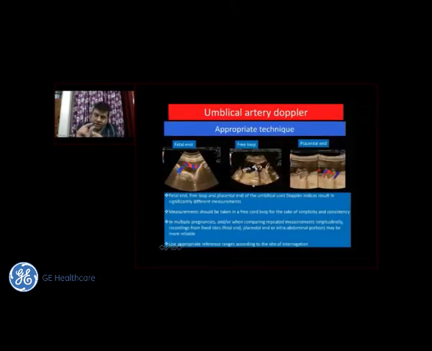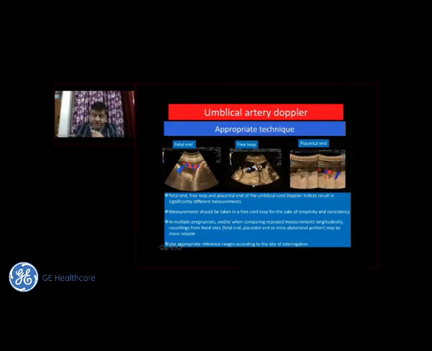Now, most often, another issue is where do you sample the umbilical artery in the cord? Should we go to the fetal end, free loop, or the placental end? The measurement should be taken in a free cord loop for the sake of simplicity and consistency. But please remember, the fetus is liable to kick that fetal end, the free loop, so you have to be careful about that. And in multiple pregnancies or when comparing repeated measurements longitudinally, recordings from a fixed site, that is either the fetal end or the placental end, may be more reliable. I, for one, in case there are multiple pregnancies, generally go towards the insertion end, which means I'm sure that this umbilical cord belongs to this fetus.